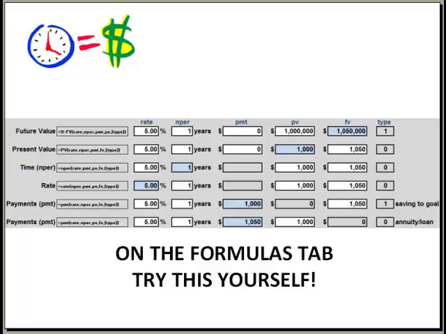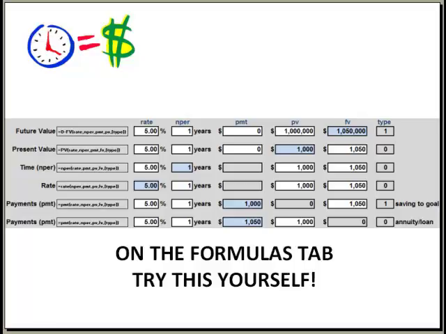I just want to say a few words about the last column, type. As I mentioned before, 1 means the payment is at the beginning of a period, and 0 means that the payment is at the end. What does that mean? Look at the first row, future value. You make a payment and want to find out how much it will be worth after a period of time. The payment is made at the beginning, so the type is 1. I've entered the 1 for you. If you don't enter it, the program will assume a 0, which is wrong for future value calculations.